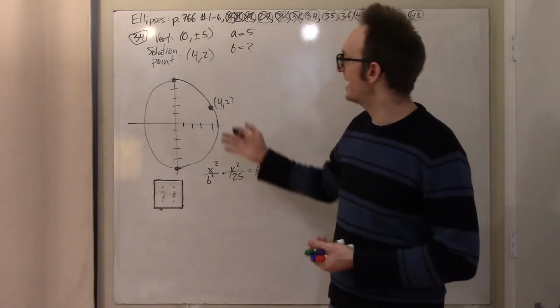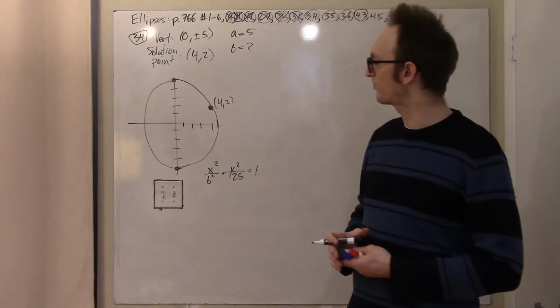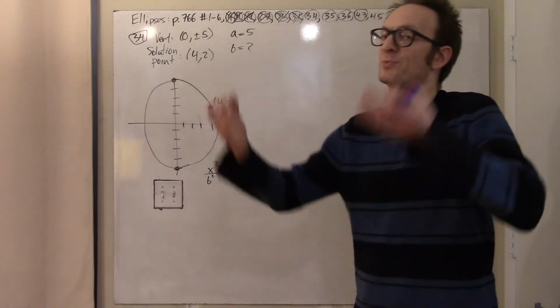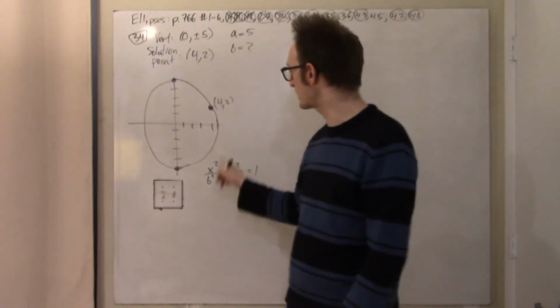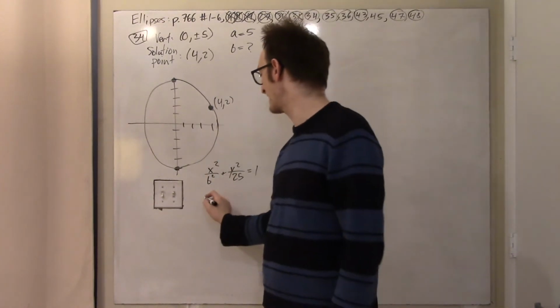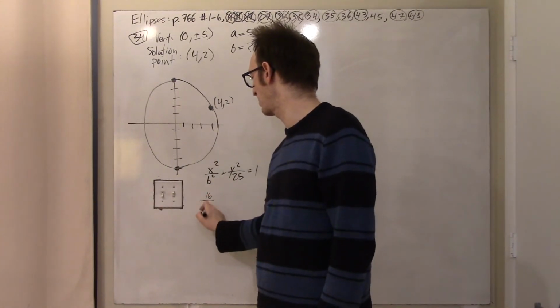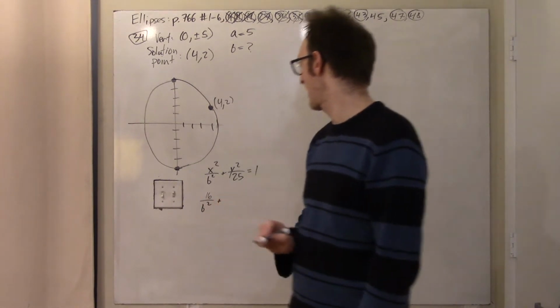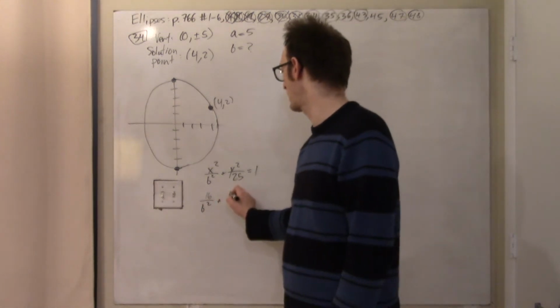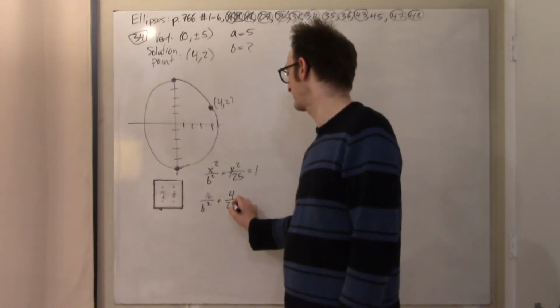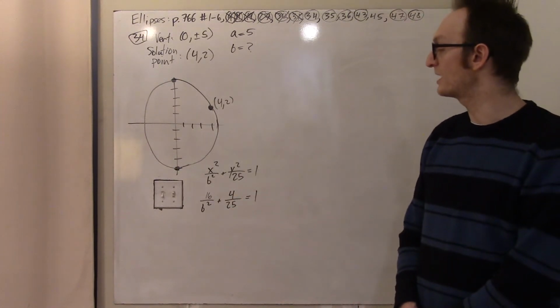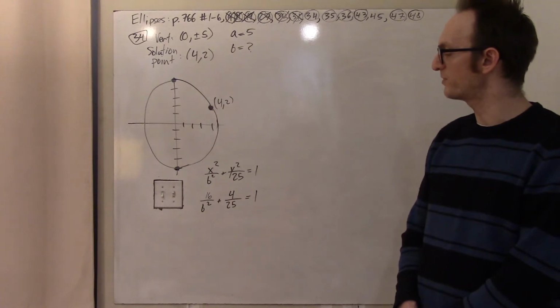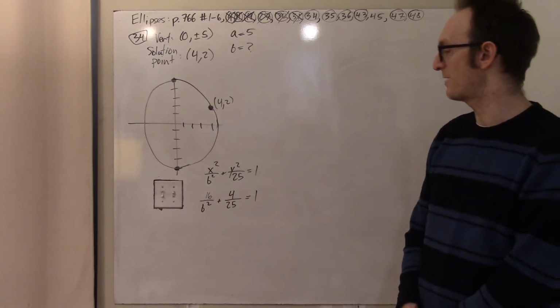And well, then if you tell me that this ellipse goes through the point 4, 2, then the thing to do is to just plug 4, 2 into this equation and work backwards to find b. So that's just all we do. Plugging 4 in for x gives me 16 over b squared plus 4 over 25 equals 1. And now I just have a single equation that I need to solve in one variable b, and then that will be the end of it.